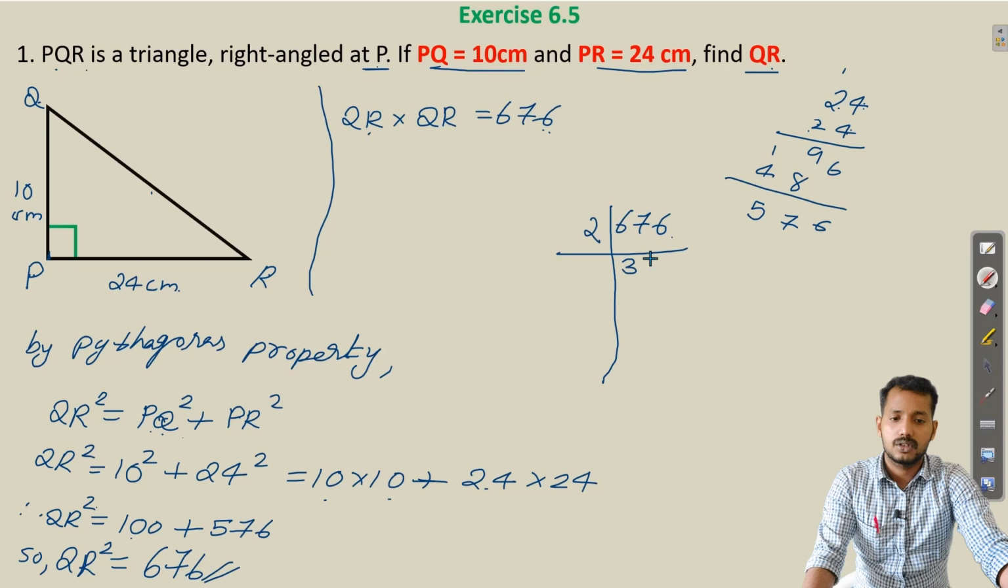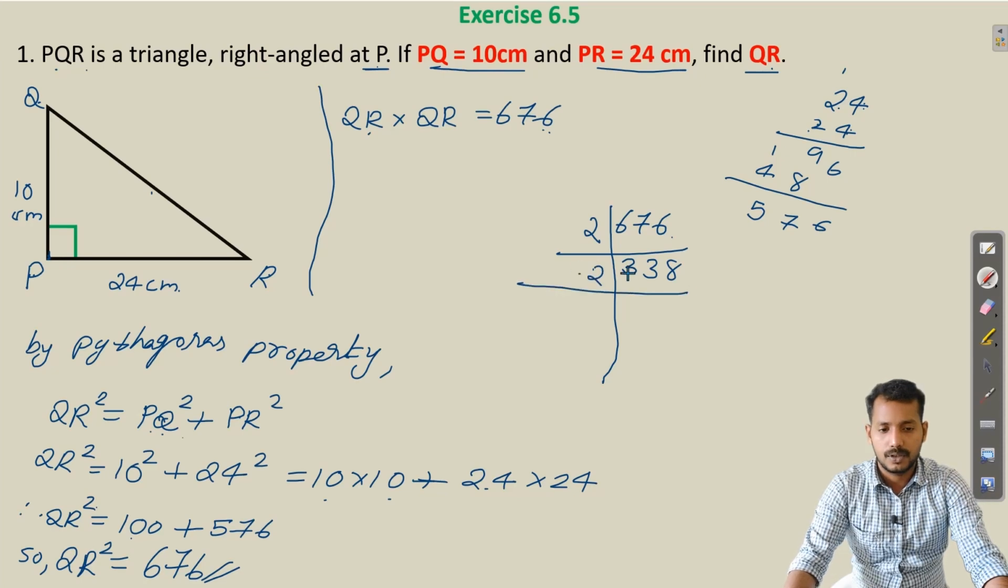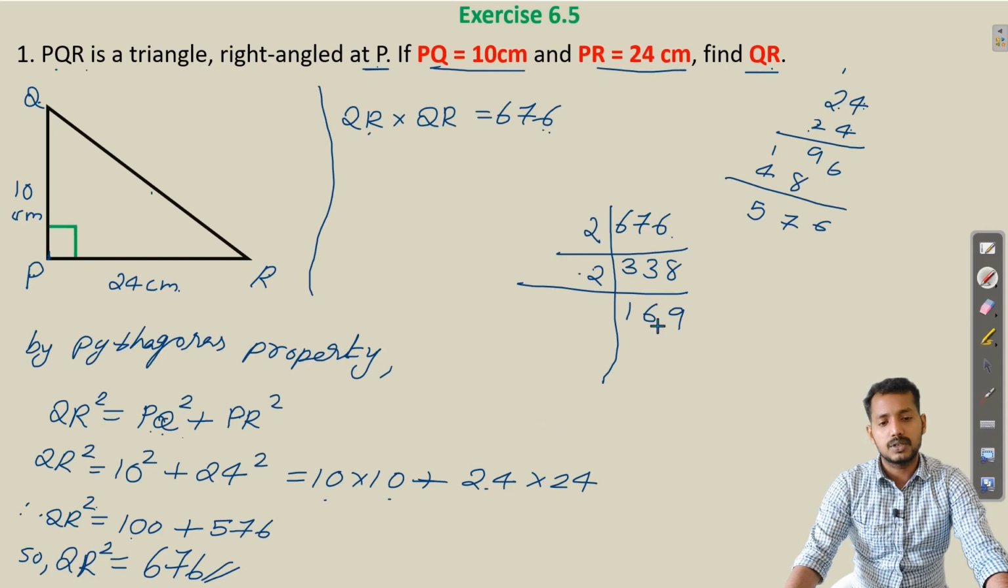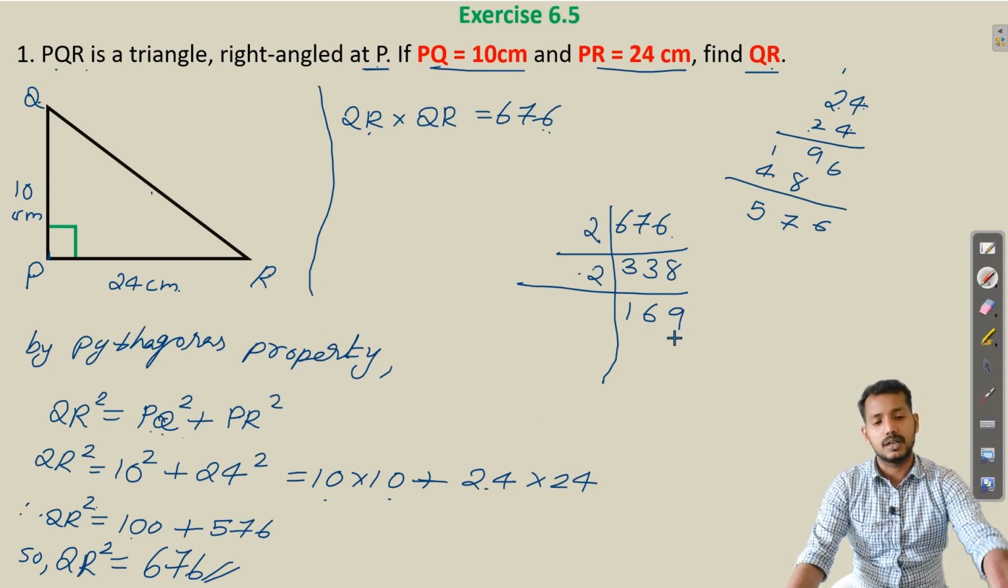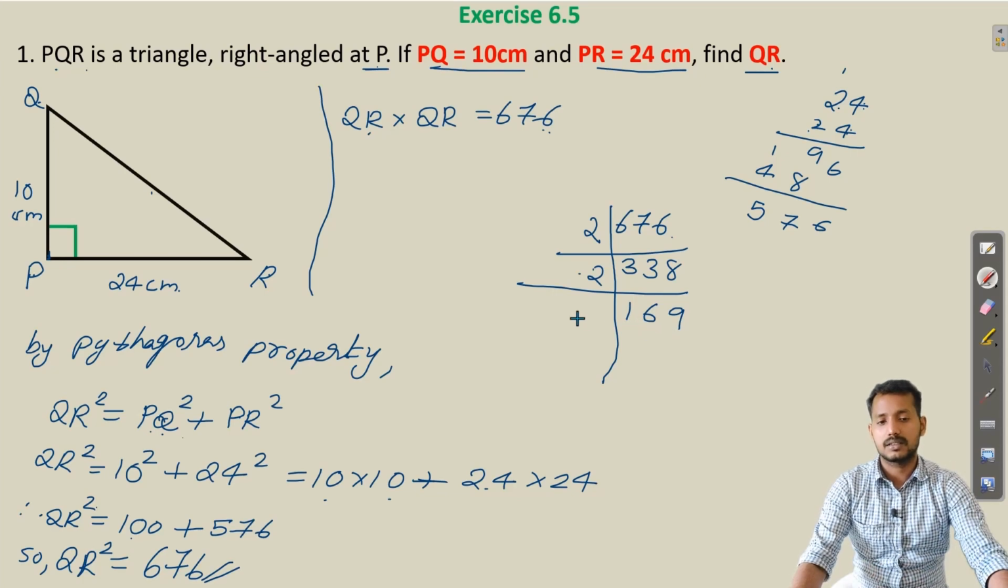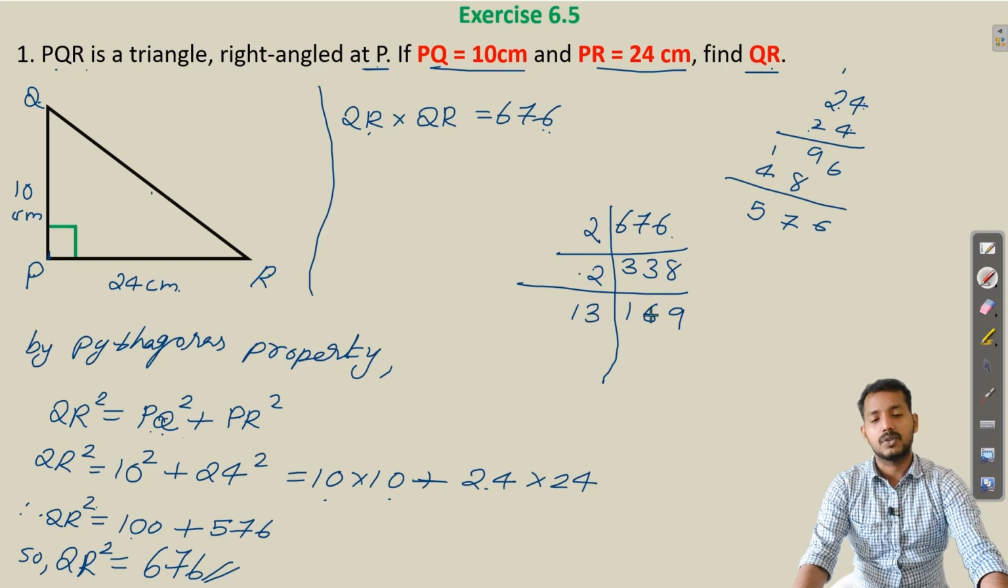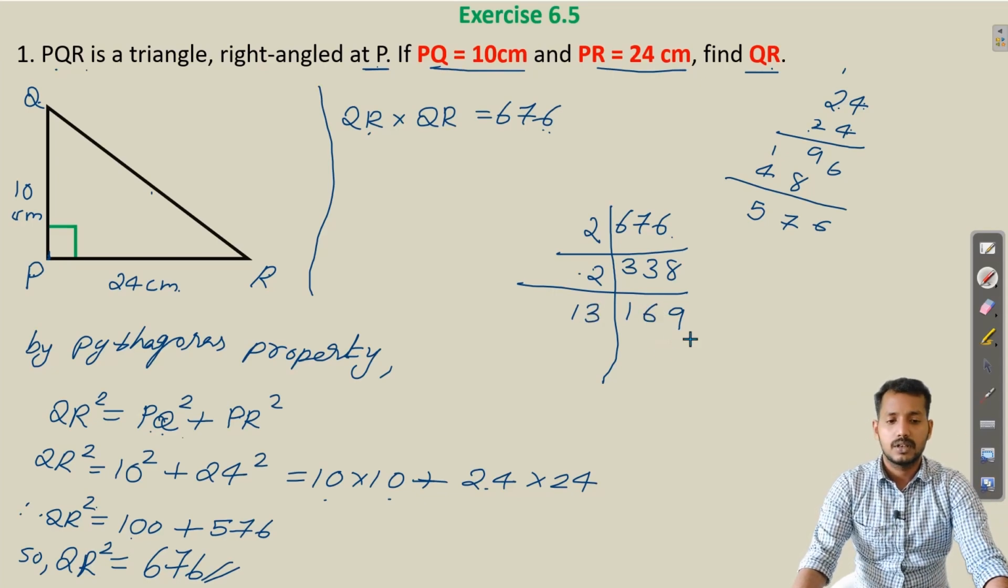So 2 threes are 6, 2 eights are 16. Again the last digit is even, so it is divisible by 2. Divide it. 2 threes are 6, 2 sixes are 12, 1 is carried, we get 13. Now it is not able to divide by 2 because it is an odd number, okay? And then we would check for the divisibility of the next numbers 3, 4, 5, and so on. I'm not going to do it like that. I know that this is only divisible by 13. Okay, you have to check for each number. So 13 divided by 13.